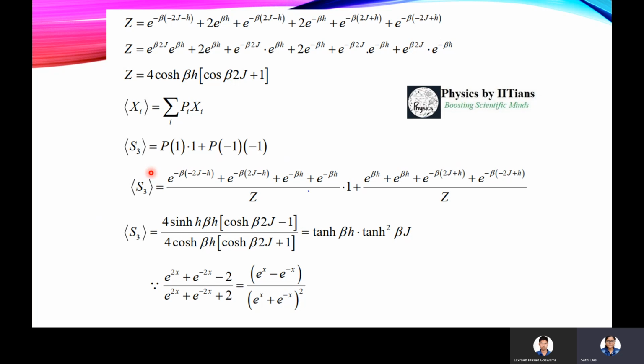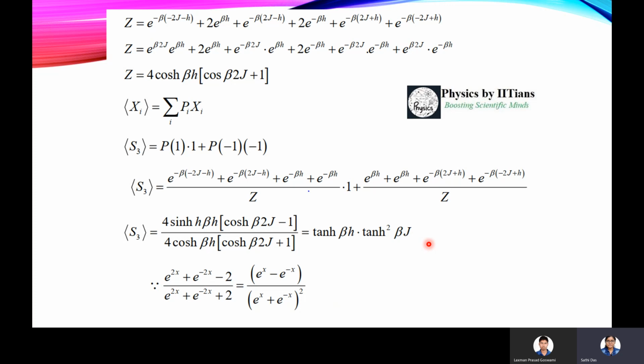So the probability of P is the probability of S3 as plus 1 or probability of S3 as minus 1. So we can take that S average is this overall S3 value divided by Z, the partition function. So P of 1 is the probability for the spin plus 1, and P of minus 1 is the probability for the spin minus 1. Okay, so calculate this and you will get this answer as tanh(βh) tanh²(βJ).